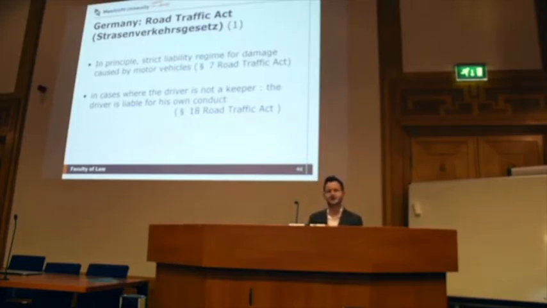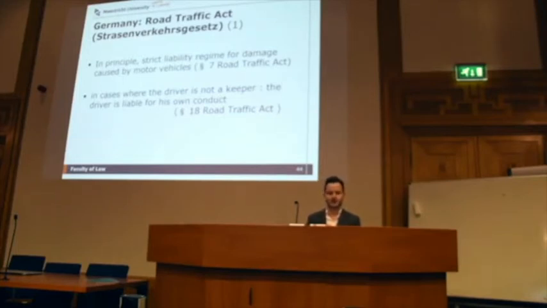In principle, the strict liability regime for damage caused by a motor vehicle is embodied in paragraph 7 of the Road Traffic Act, which holds that the keeper of a motor vehicle is strictly liable for damage caused by the risk of its operation, unless he can prove an external cause. The keeper shall be understood as a person who has supervision of the motor vehicle. Usually it's the owner.